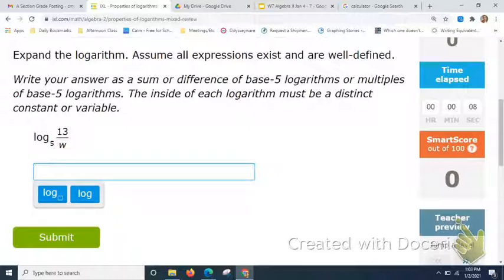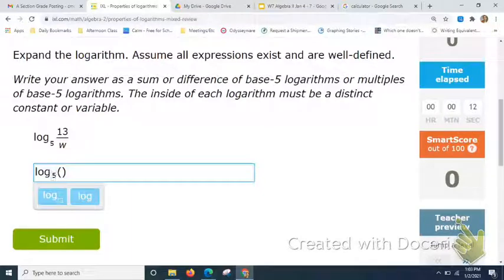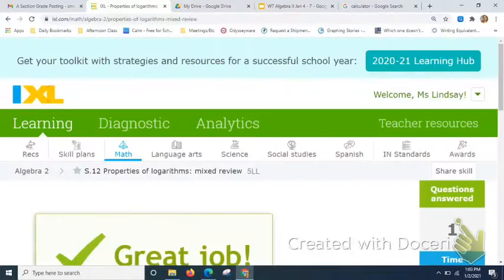So here I'm supposed to expand, so the 13 and the W each will get their own log. It's still base 5, so log base 5 of 13, go outside, and then minus, and then log base 5 again of the W. So these are just going to be mixed up.